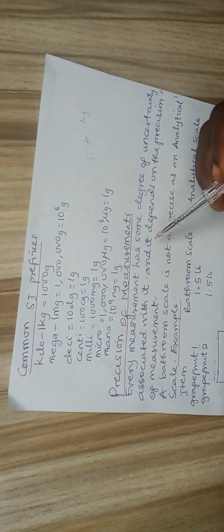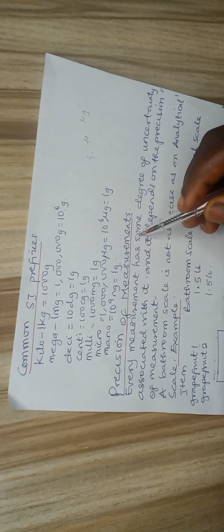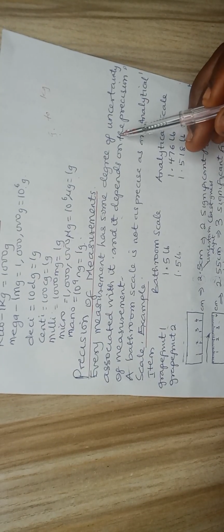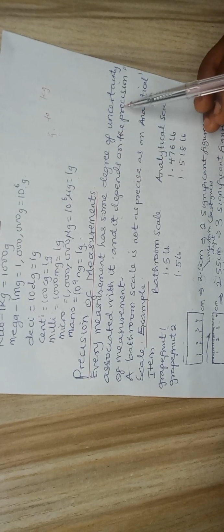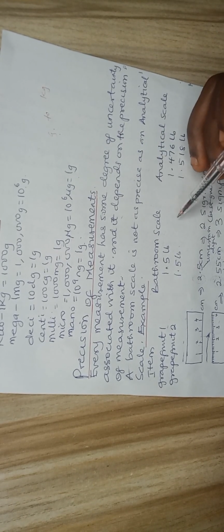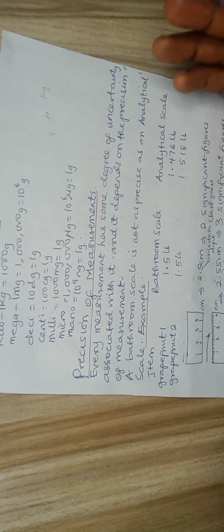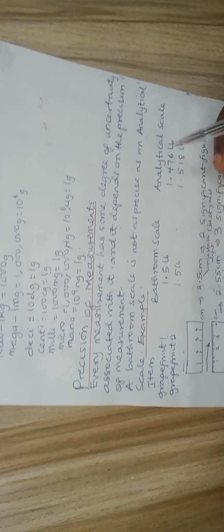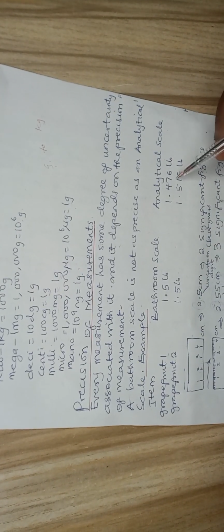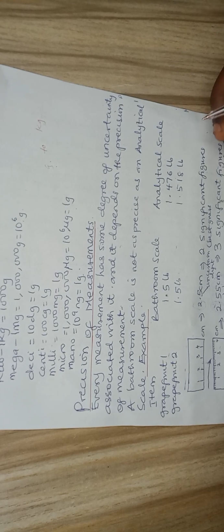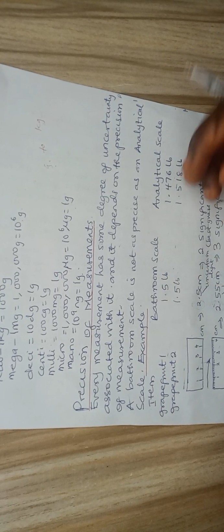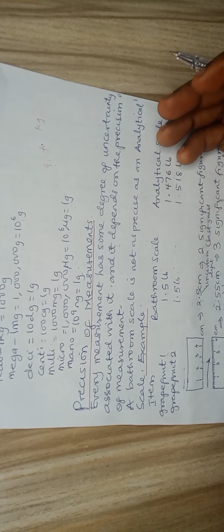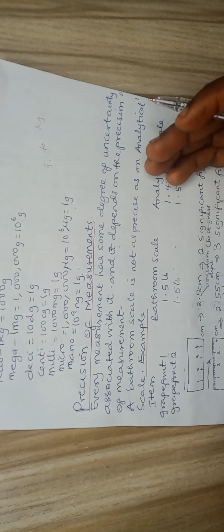So that leads us to the precision of measurement. What do we understand by the precision of measurement? Every measurement has some degree of uncertainty associated with it, and this depends on the precision of the measurement. For instance, a bedroom scale is not as precise as an analytical scale. An analytical scale will take the tiny, minute readings into detail, while the bedroom scale will only round up and give us just one number after the decimal.